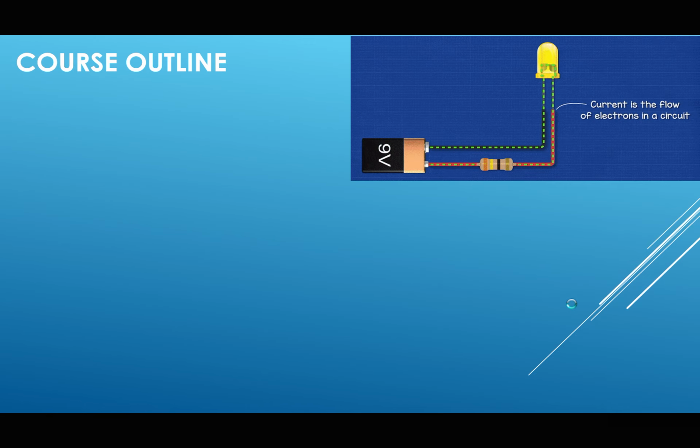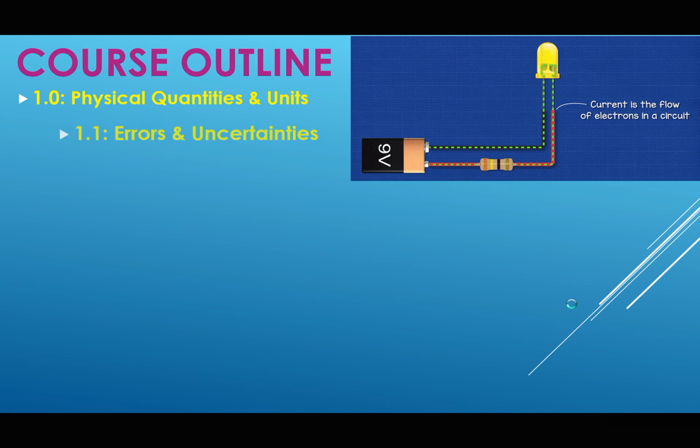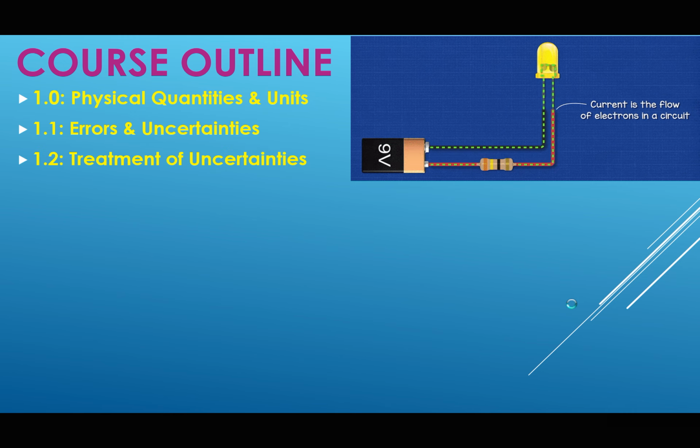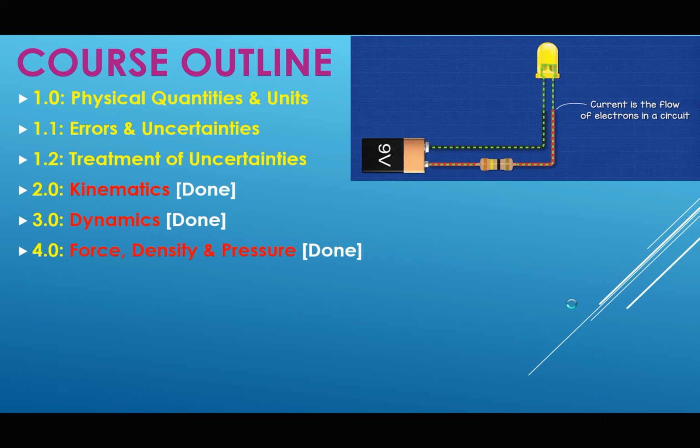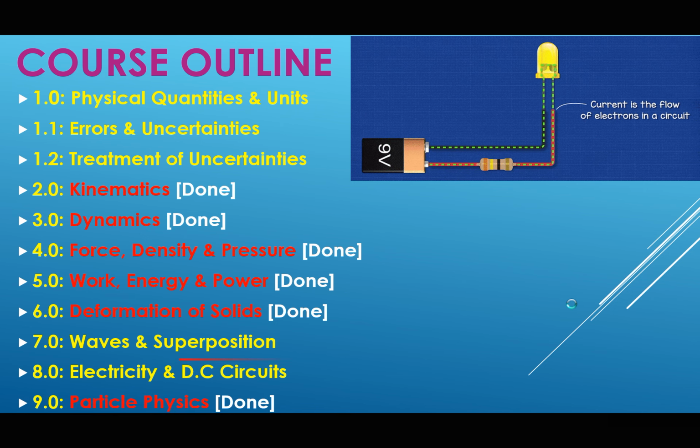Do not forget the course outline for the AS physics. That is Physics 9702, where you study physical quantities and units, errors and uncertainties, treatment of uncertainties, kinematics, dynamics, force, density and pressure, work energy and power, deformation of solids, waves and superposition, electricity, particle physics, and we are currently trying to finish up with electricity and DC circuits. The units in red have already been covered. You can check the playlists to see the tutorials.